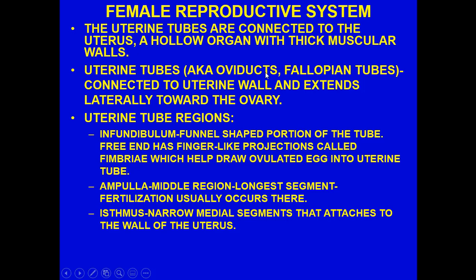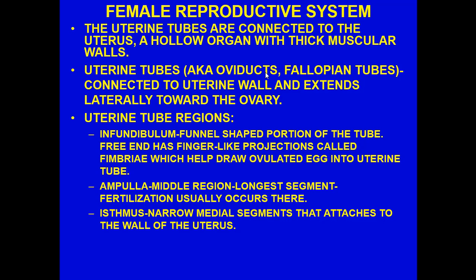Now, let's talk about the uterine tubes for a few minutes, okay? They're connected to the uterus. Now, the uterus is really kind of a hollow organ with thick muscular walls. The uterine tubes, also known by several other names, oviducts or fallopian tubes, are connected to the uterine wall, and they extend laterally toward the ovary, all right?